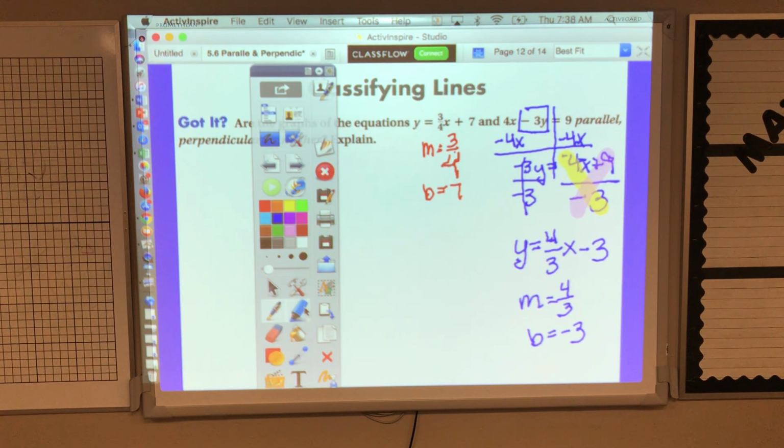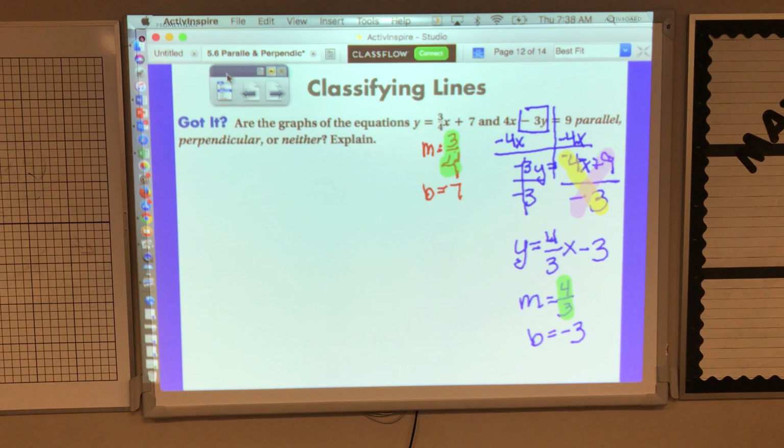So to determine how they're related, we again look at their slopes. I have a slope of 3/4 and a slope of 4/3. Okay? Those slopes are not the same, so we know the lines are not parallel. Okay? But they are reciprocals. However, they are not opposites. Okay? This one is positive, and this one ended up being positive.